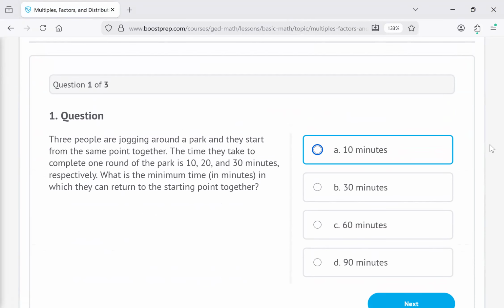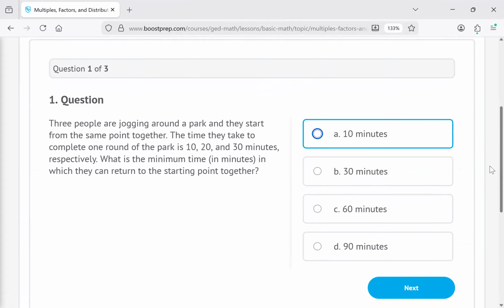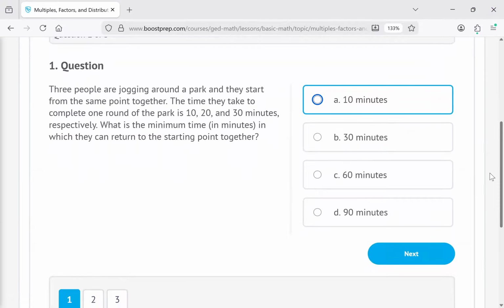I want to go over a few rules. So go ahead and take out your notes and write this down. They might ask for the lowest common multiple. So they'll give you numbers and you might have to find the lowest common multiple.